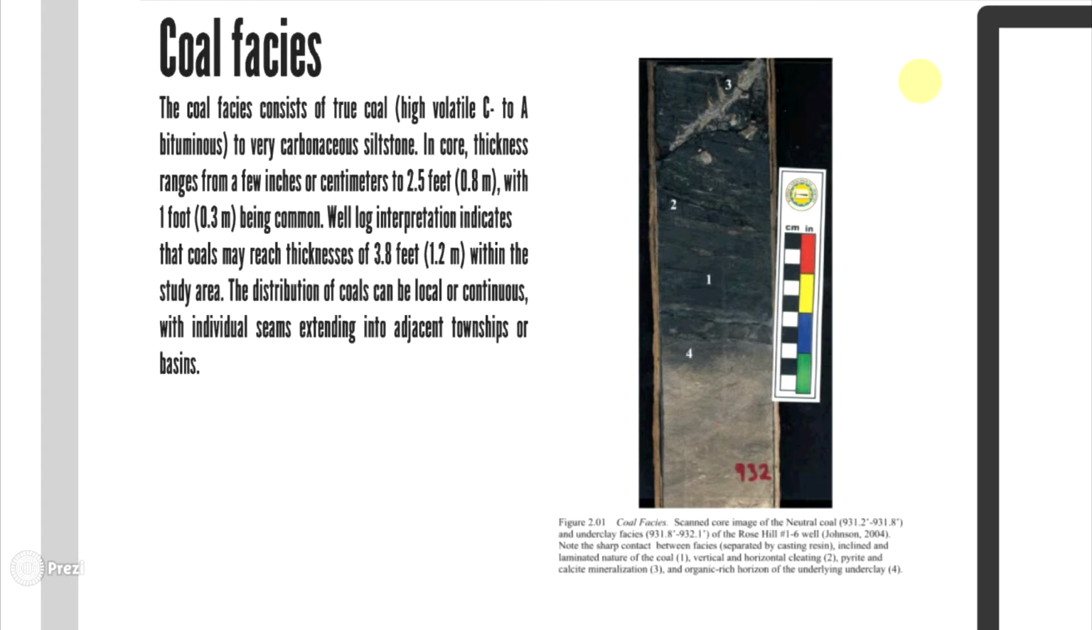Well-log interpretation indicates that coals may reach thicknesses of 3.8 feet. Within the study area, the distribution of coals can be local or continuous, with individual seams extending into adjacent townships or basins.